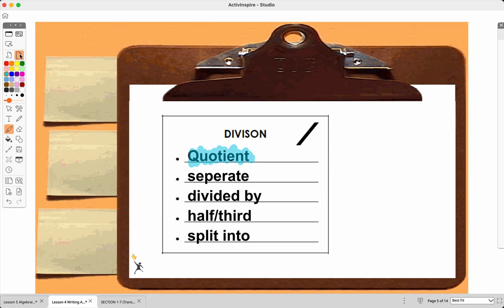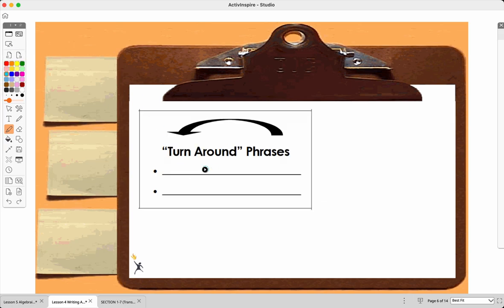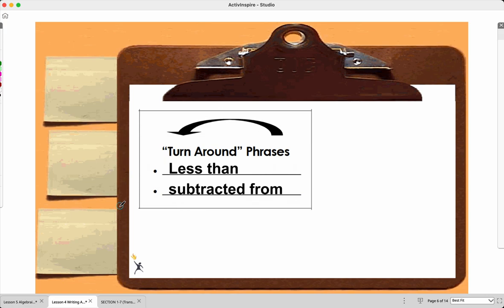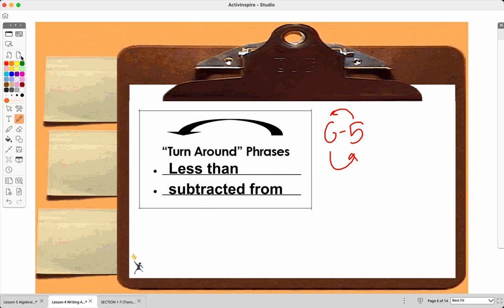Okay? And finally, one of the key things that we've got is these ideas called turnaround phrases. These are key, because if I say I have $5 less than George, I don't write it as $5 minus George. I write it as what George has minus $5. So you'll see I said it $5 less than George. I switched the order as I went and read them. So that's when then subtracted from is the other one to keep in mind. So be on the lookout for those as you go.